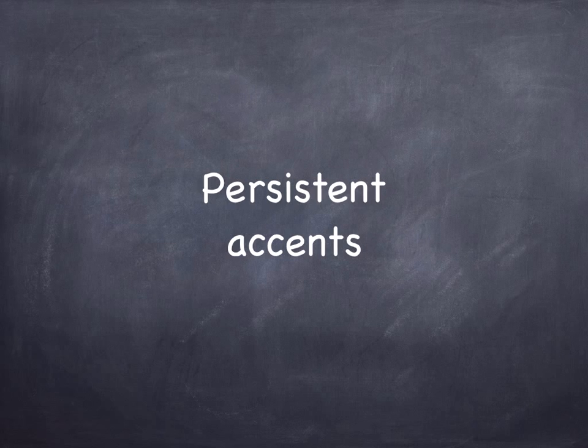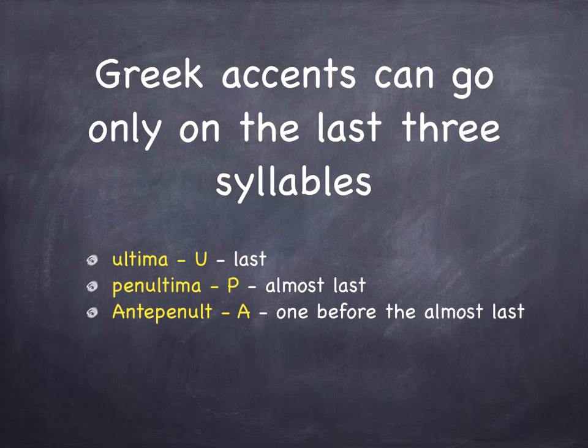And these are the persistent accents. I'll have another podcast on enclitics and then another podcast on recessive accents. But for now, we're going to be concerned with persistent accents. Now, as Master Narde showed you, Greek accents can only go on the last three syllables. And these syllables, we refer to them as ultima, penultima, and antepenult. And we're going to be using these letters U for ultima, P for penultima, and A for antepenult.